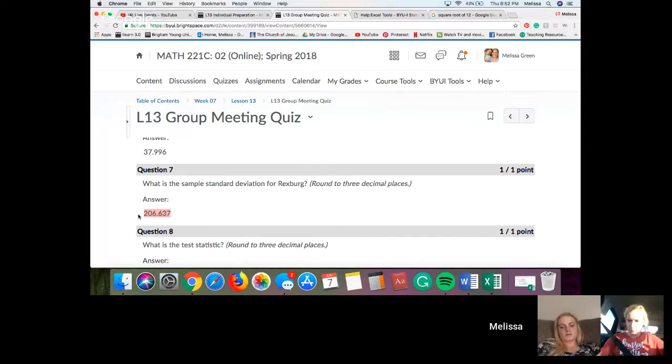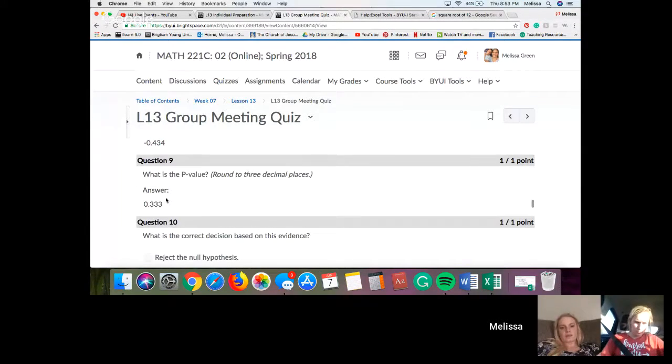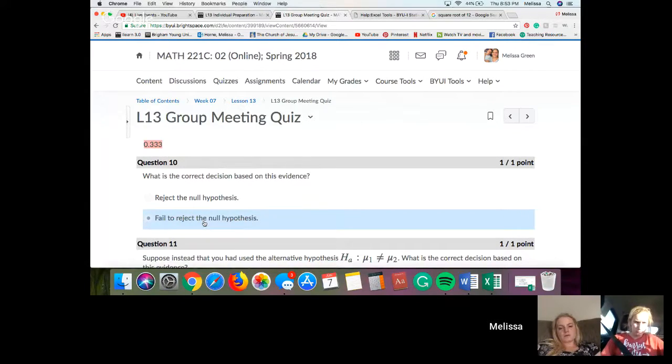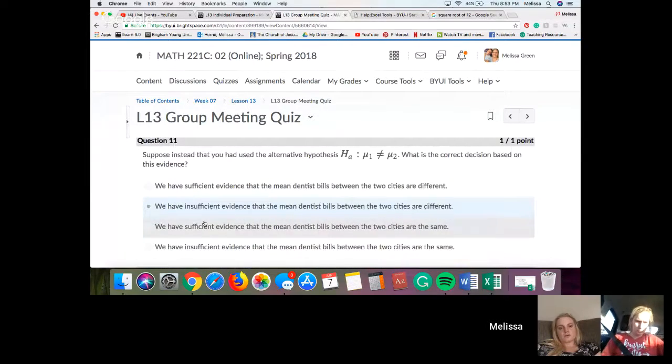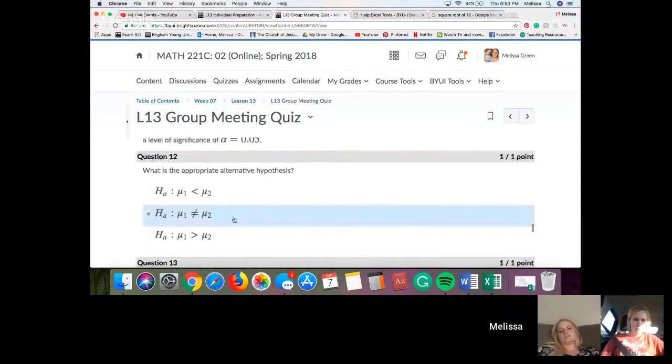7, 206.637. 8, negative 0.434. 9, 0.333. 10, fail to reject. 11, the second one, we have insufficient evidence that the mean dentist bills between the two cities are different. 12, the not equal to.